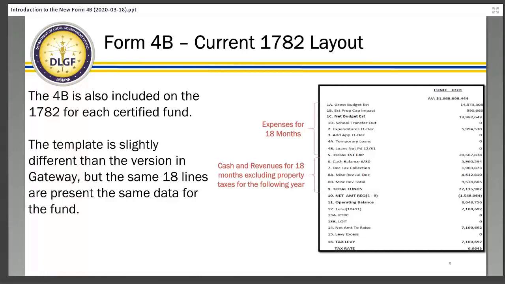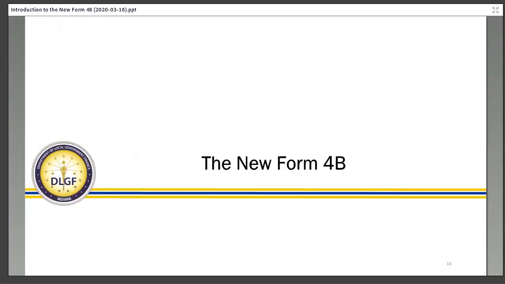Our cash and revenue for the 18-month silo, and then the bottom half of the report is those same calculations, including our line 11 operating balance. Okay, so that is just a quick recap of what the 4B used to be used for, or the current format of the 4B, where the information comes from, how the calculations work.